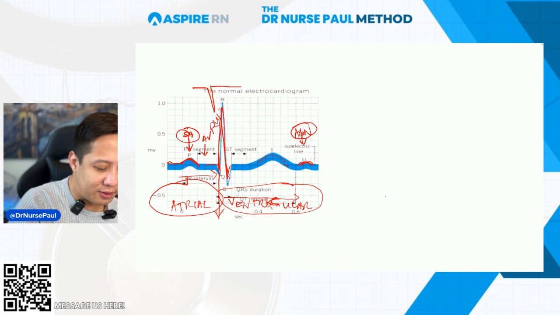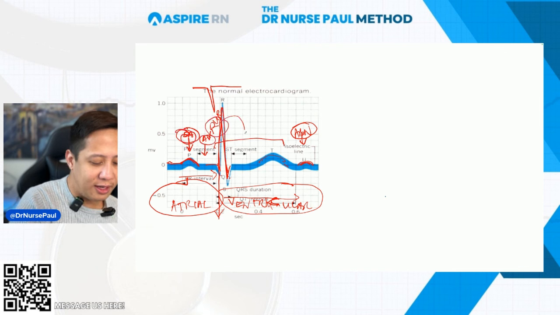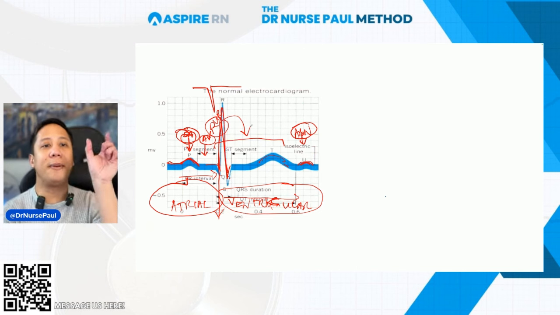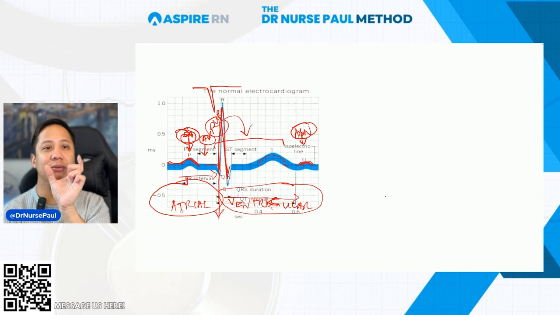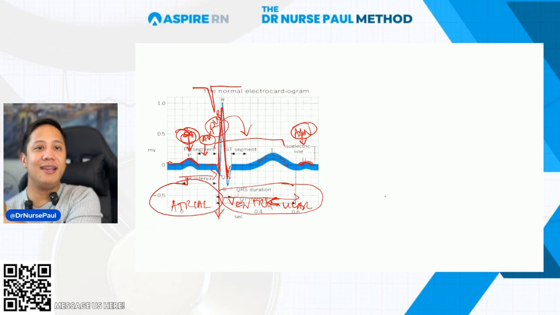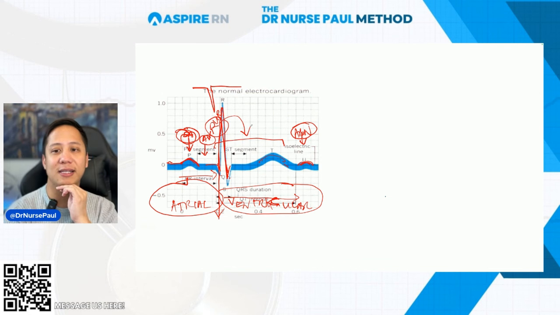Purkinje fiber talks about your whole QRST, all right? SA node, AV node, Purkinje fiber. You got it? Again, P is SA node. PR is AV node. QRST, that's your whole Purkinje fiber because that's the ventricles. You got it? Again, one more time.